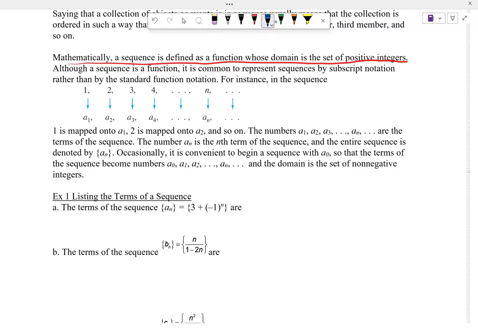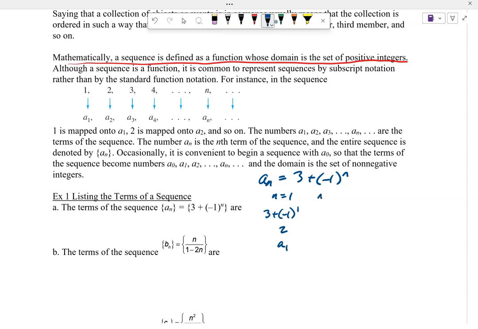a sub n equals 3 plus negative 1 to the n. So if we let n be 1 first, then we're finding a sub 1. So we would have 3 plus negative 1 to the 1. And that's our first term. So 3 minus 1, we got 2. That's our first term, or a subscript 1.